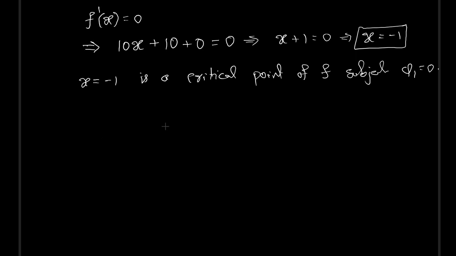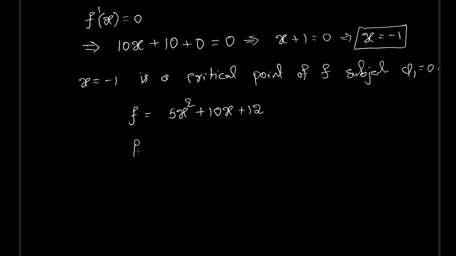Whenever it is constrained optimization, definitely it takes either maxima or minima. You can simply substitute f of minus 1 in the function itself. Here f is equal to 5x square plus 10x plus 12, and it is an upward parabola. So it is very clear that it has a minimum at x equal to minus 1.